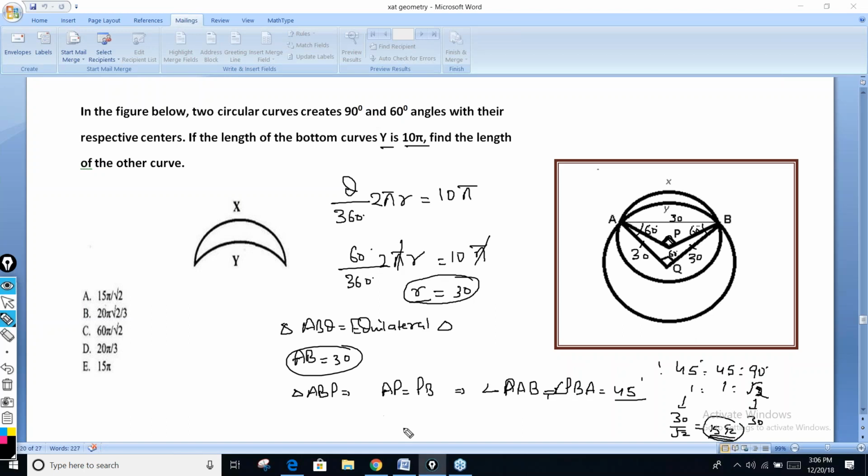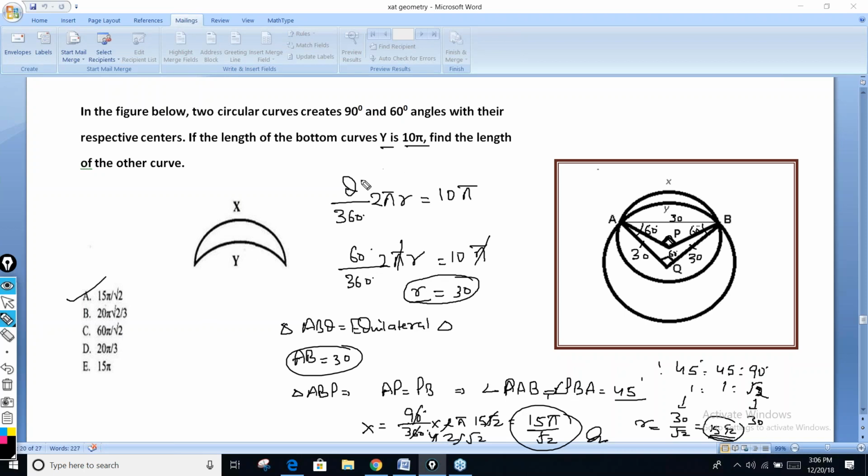The length of the curve is theta by 360 into 2 pi r. R we just got: R is 15 root 2 and the angle is 90 degrees. So what is the length of curve x? That is theta by 360 into 2 pi r, where r is 15 root 2. So what is the answer? The answer is 1/4 into 2 pi into 15 root 2, so 15 pi upon root 2 is the answer. Option A is the correct answer.